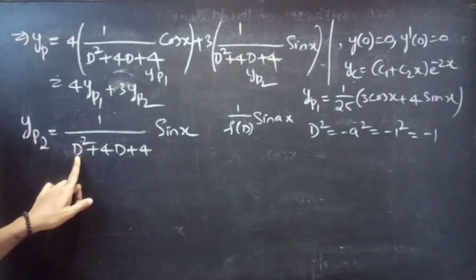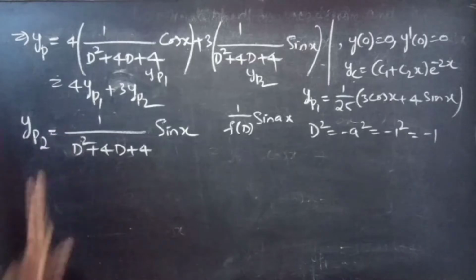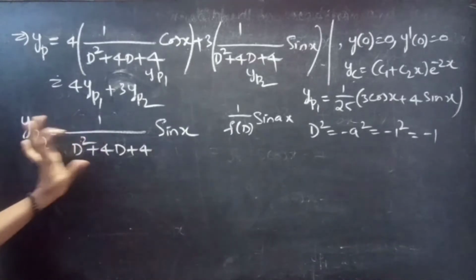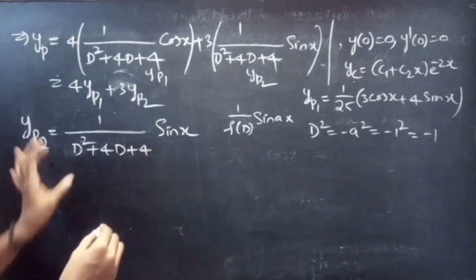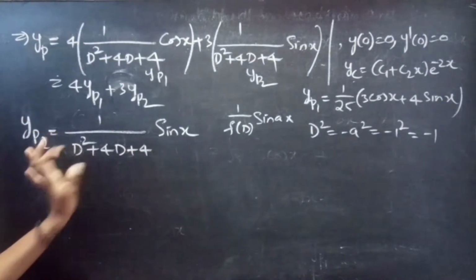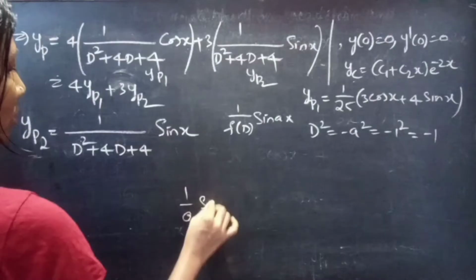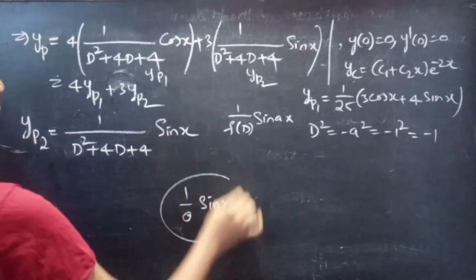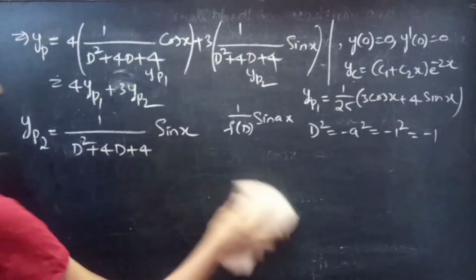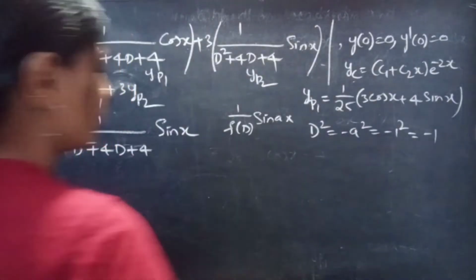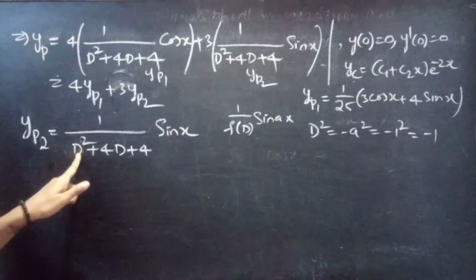Now let's replace D square by minus 1 and see what happens in the denominator. We have to get the denominator non-zero. I mean, the denominator must be non-zero. If the denominator becomes 0, we'll get the total term undefined. The total term becomes undefined if the denominator becomes 0 by replacing D square.